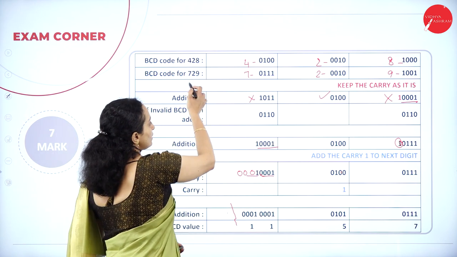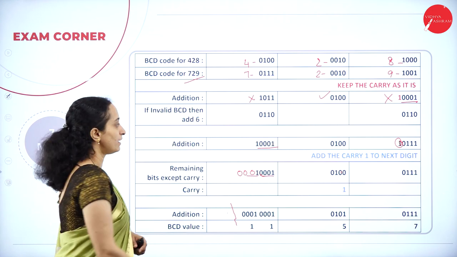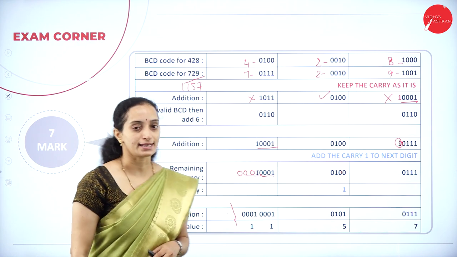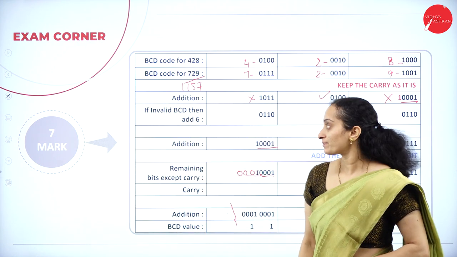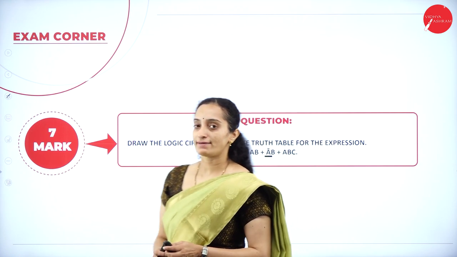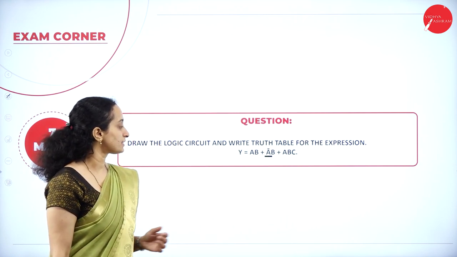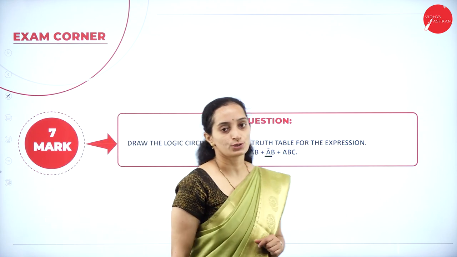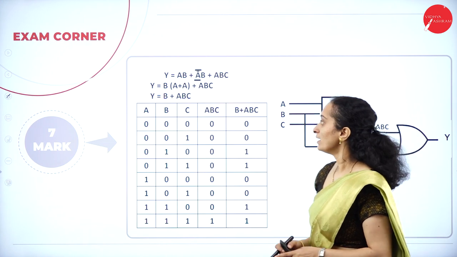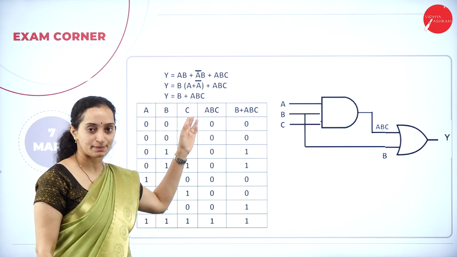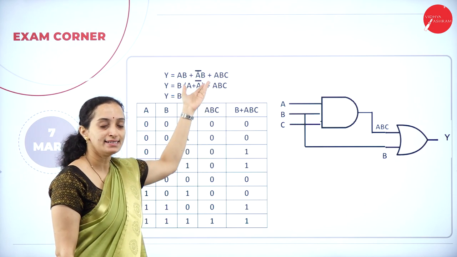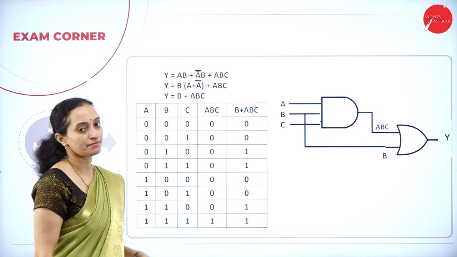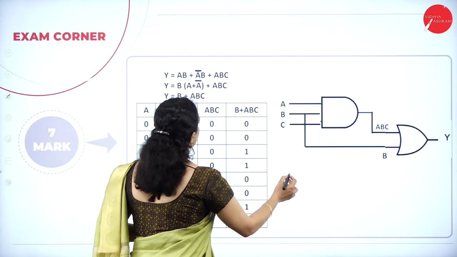You can check for the correctness using the decimal addition. You will get 1157 only. Okay, you can check the correctness of the answer. Right. So the next question you can have is, draw the logical circuit and write the truth table for the expression. So what you can do is, for this one, try to simplify it as much as possible. Use any method. This is the method that I have followed. If it is possible to do another way, you can do that. You can do it like this also.